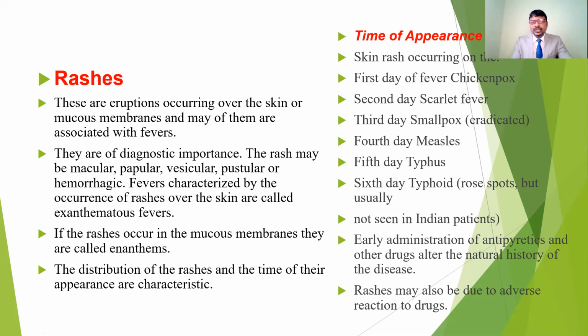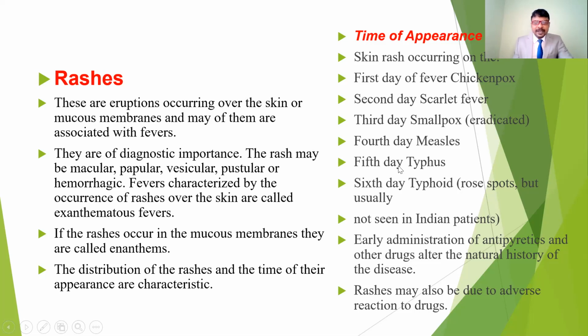But if anybody got rashes, previously clinicians found that third day rashes indicate smallpox. Fourth day rashes indicate measles. The fifth day is typhus. The sixth day will be typhoid, and red spots are commonly seen in typhoid.